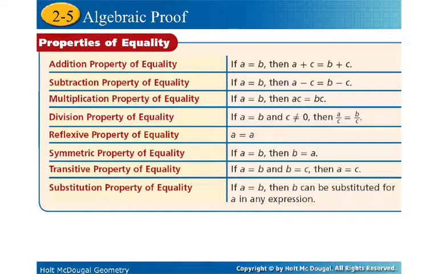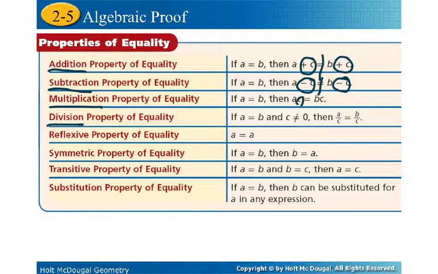So the first properties of equality that you've pretty much already done are the addition property of equality and the subtraction property of equality. All of these are ones that we have actually used in the previous day 1 work. Basically all it's saying is that you can add a c to both sides of an equation and it's still going to be equal. Or with subtraction, you could subtract a c from both sides of the equation, still true.